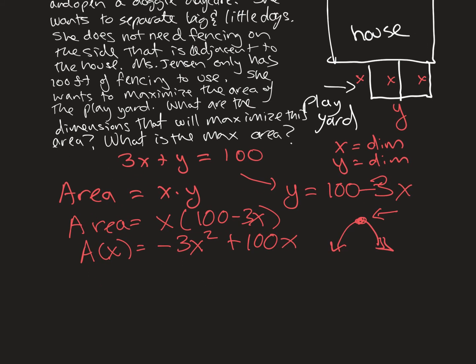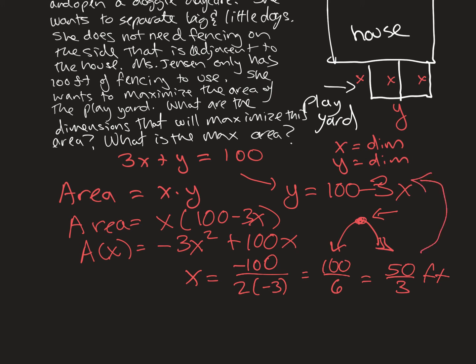So let's find that x dimension. So x is negative b over 2a. So 100 over 6, or 50 over 3 feet. Now to get the y dimension, I've got to go back to the relationship between x and y. So the y dimension is 100 minus 3 times 50 over 3, or 50 feet.